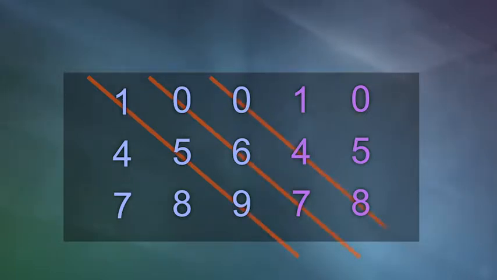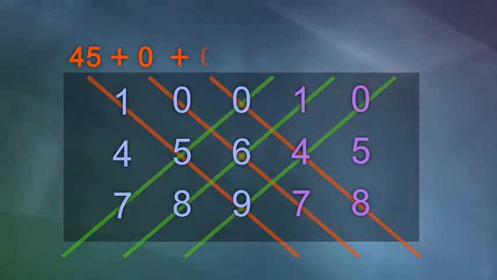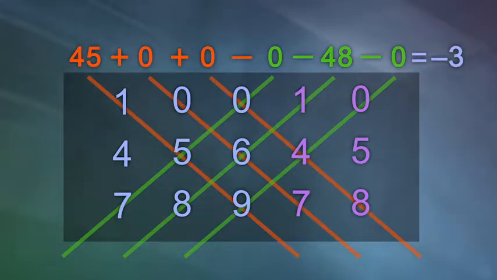compute the products along the diagonals as shown, and then add the diagonal products down and to the right, and subtract the diagonal products up and to the right. You will get 45 plus 0 plus 0, minus 0 minus 48 minus 0, and that equals -3. Notice that there were lots of zeros because there were lots of zeros in the first row. So sometimes computing the determinant can be really easy, especially when there are zeros.